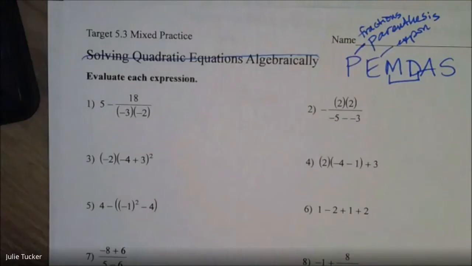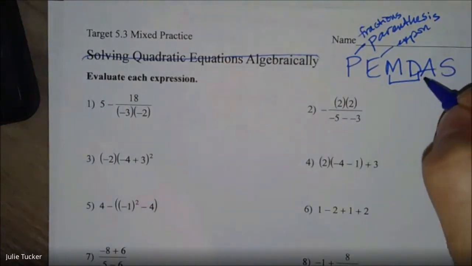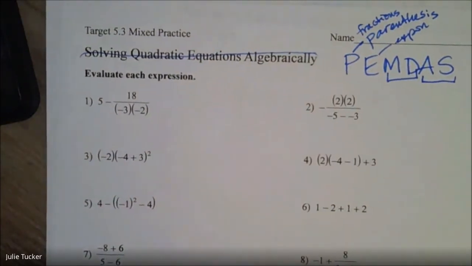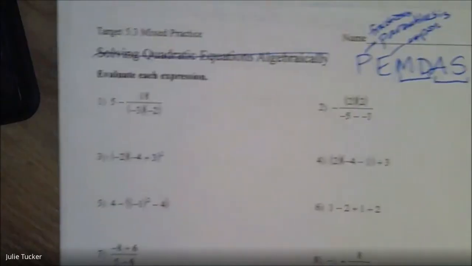Just like you read a book. So if you have multiplication and division in the same problem, you do the first one you get to as you're reading it from left to right. And the same thing with addition and subtraction. You add and subtract from left to right after you've done everything else. Okay, so let's do some.